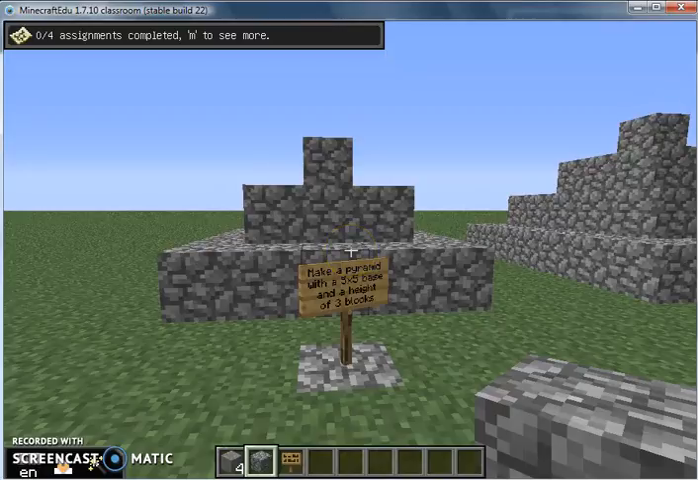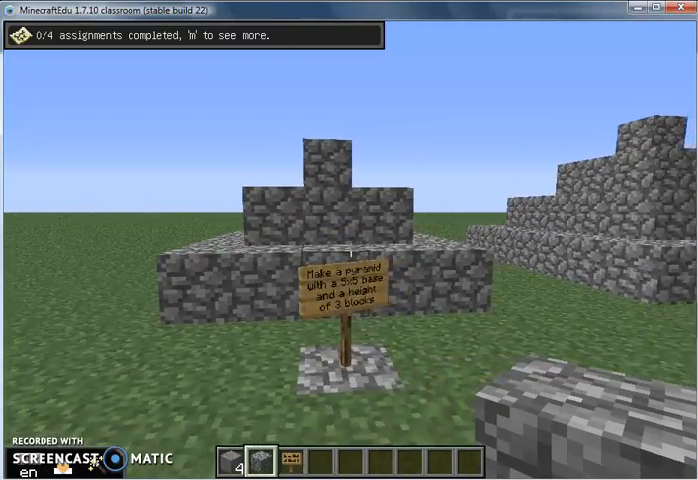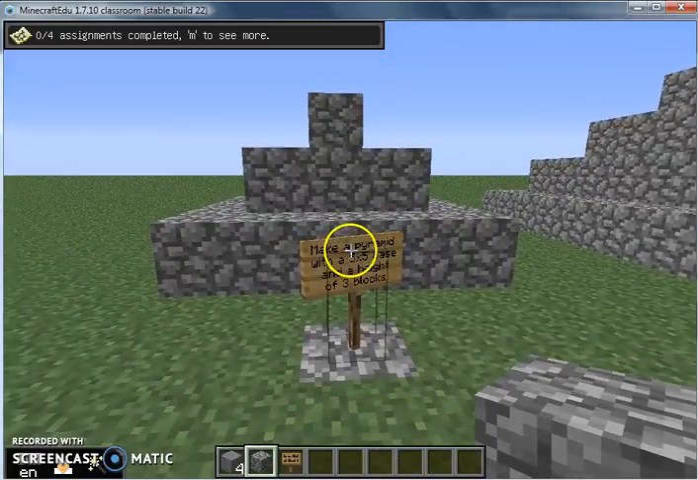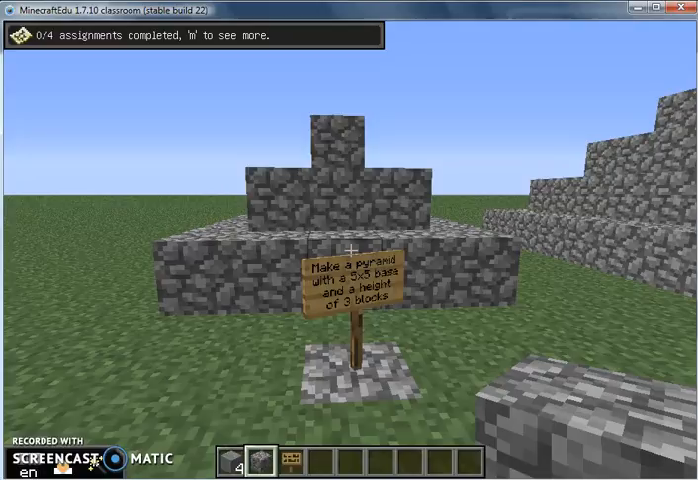But what I'd like to do, this is an assessment for my algebra class. So there's a pretty easy beginning to this assessment. I want them to follow the directions on the sign, make a pyramid that is a 5 by 5 base and a height of 3 blocks.